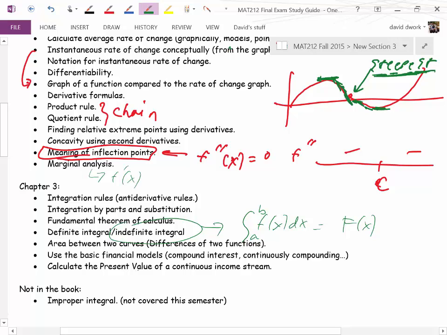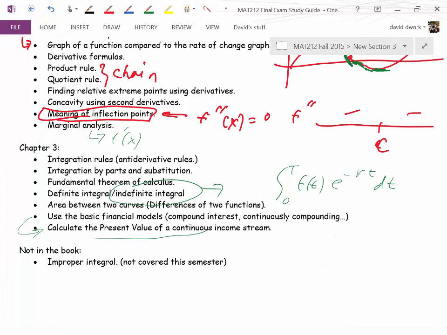Basic financial formulas, compound interest, continuously compounding. But more importantly than that was just the present value of a continuous income stream. So that's where we had our function of the integral from 0 to some time of whatever the function is for our continuous income stream times e to the negative rt dt. And I guess this should be f of t, not f of x. So just being able to find that present value, interpret what that present value means, and going from there.